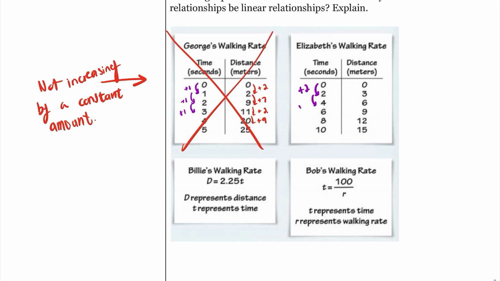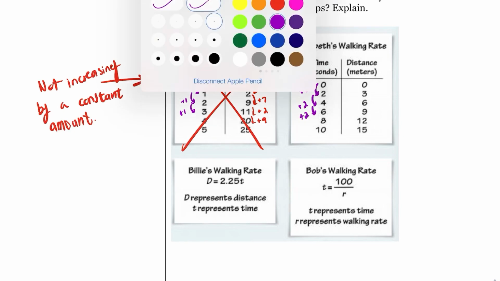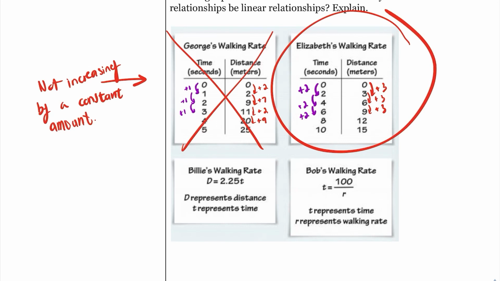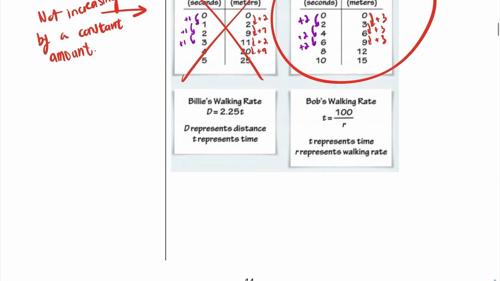All right, let's check Elizabeth's. The independent variable, it looks like it's increasing by 2 every time. Yeah, so that looks good. And then the dependent variable, see, we're adding 3, we're adding 3, we're adding 3. Excellent. So yes, Elizabeth's walking rate. Good job, Elizabeth. You are linear.